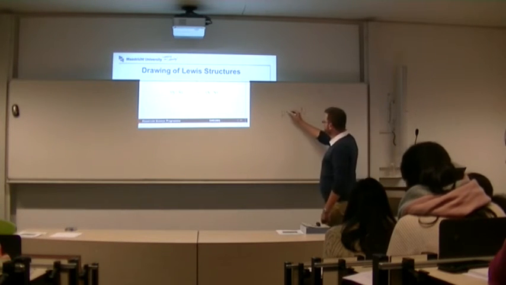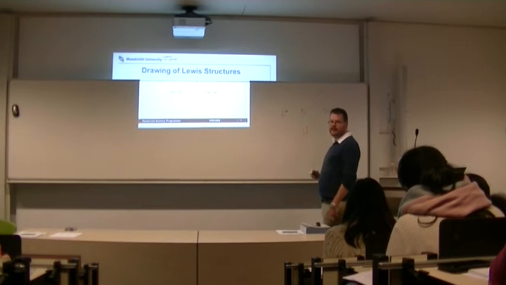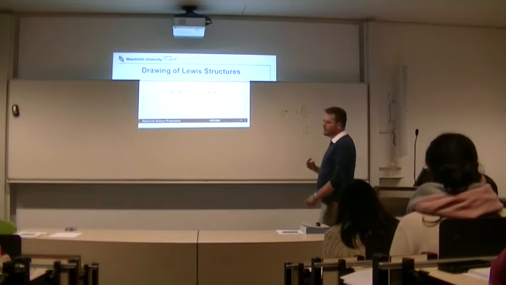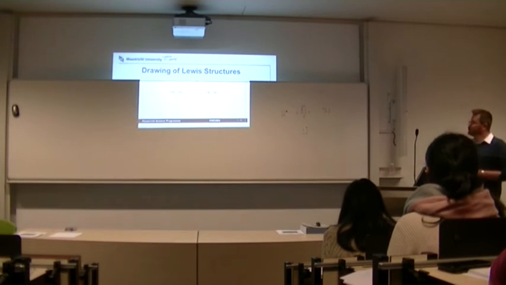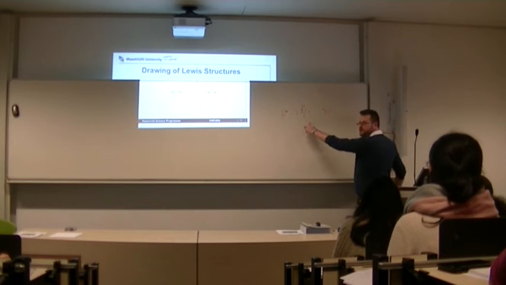Hydrogen has 1. Each hydrogen has 1. And how many does nitrogen have? 5. Let's just put them in: 1, 2, 3, 4, 5. Something like that. So what are we going to do? Well, we have an unpaired electron here, here, and here for the hydrogens.